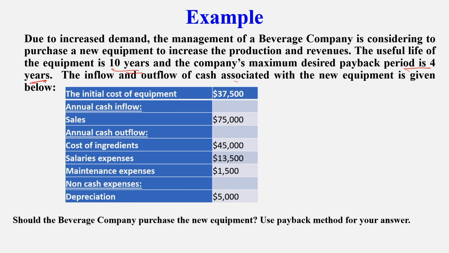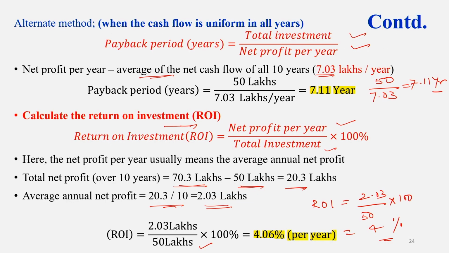The inflow and outflow of cash associated with the new equipment is this. The initial cost of the equipment is 37500, and these are the annual cash flows for the sales, cost of ingredient, salary, maintenance, depreciation. The Sud Beverage company purchased the new equipment. So, you have to calculate the payback period, then compare it with the desired payback period expected, 4 years.